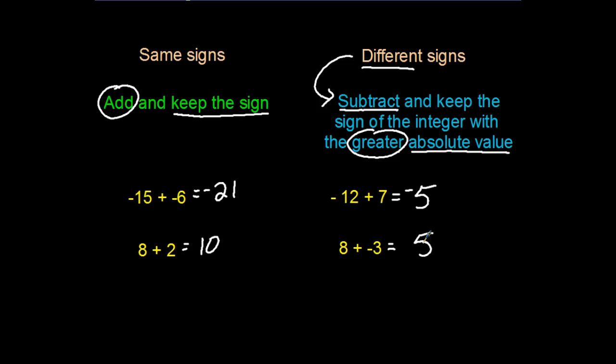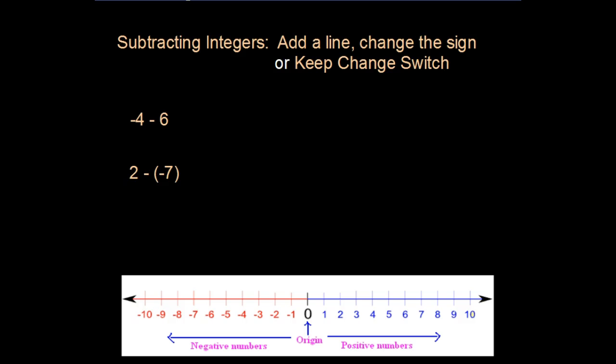Next, we're going to be talking about subtracting integers. Subtracting integers is much the same as adding integers, because what we're actually going to be doing is changing the subtracting into adding. There's a couple of different sayings I've heard associated with this. One of them is add a line, change the sign. And the other one is keep, change, switch.